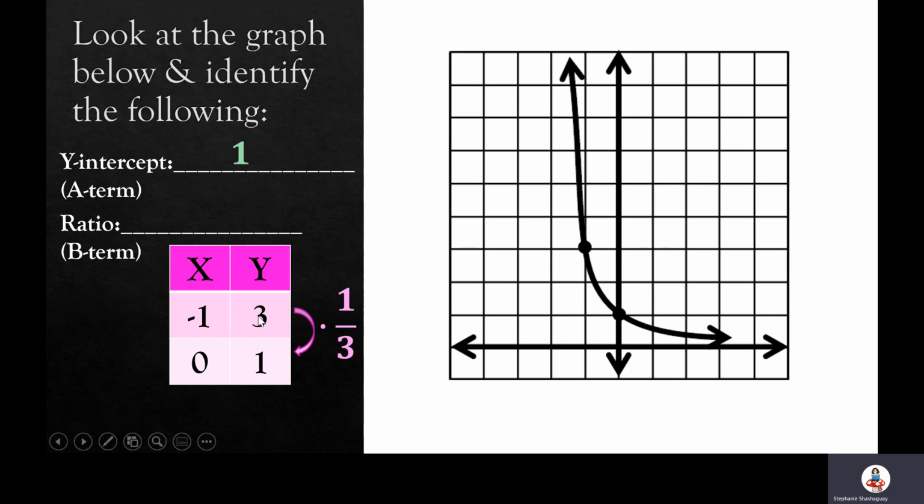All right, so to go from 3 to 1, in my head I would think, well, I multiply or divide by 3. But when I'm talking about ratios, I have to think of what I'm multiplying by. So I would have a multiplied by 1/3. So that's my ratio, is 1/3. And anytime I have exponential decay, my b term should be a fraction. So my f of x would be equal to 1 multiplied by 1/3 to the power of x.